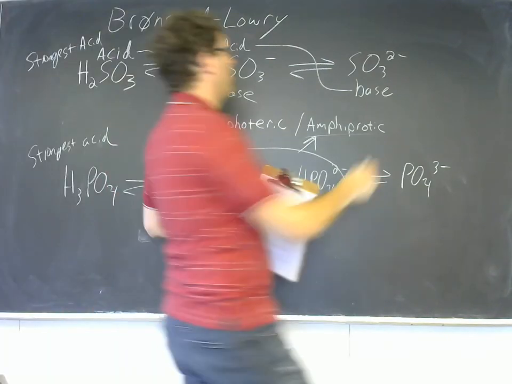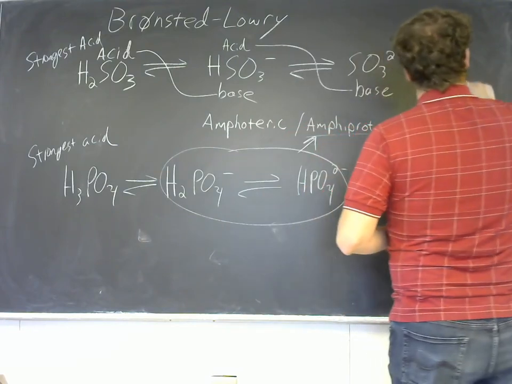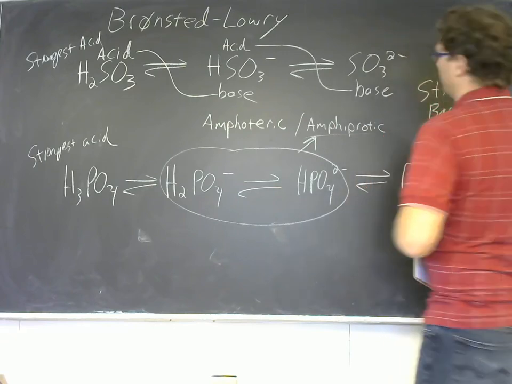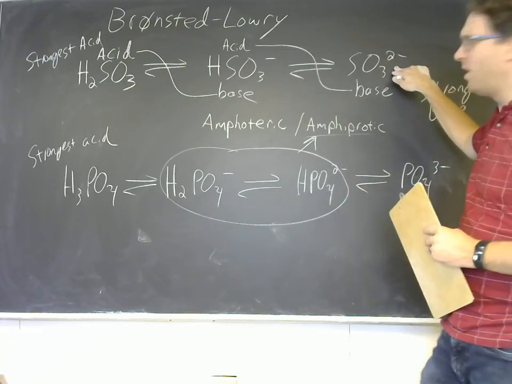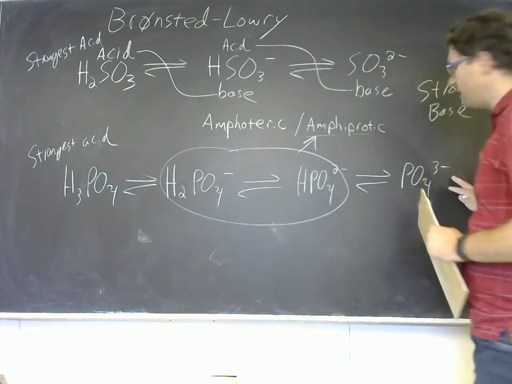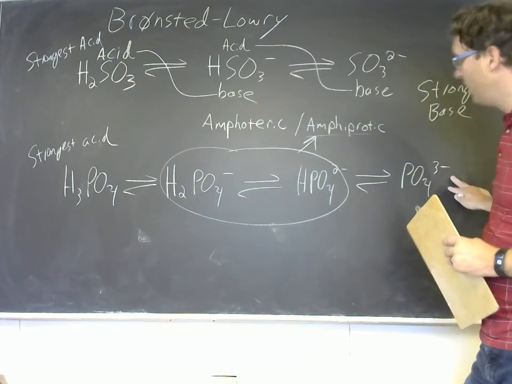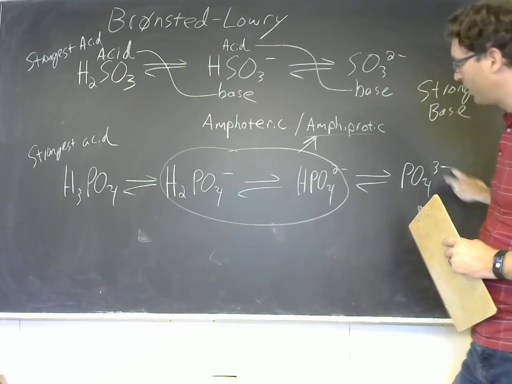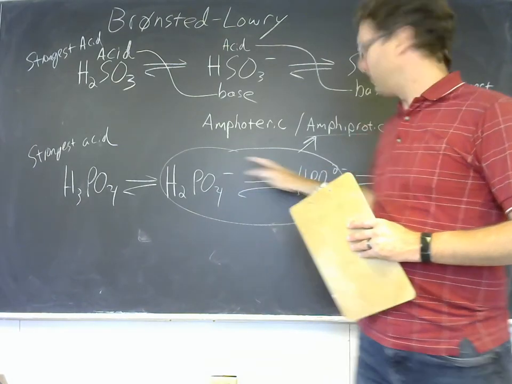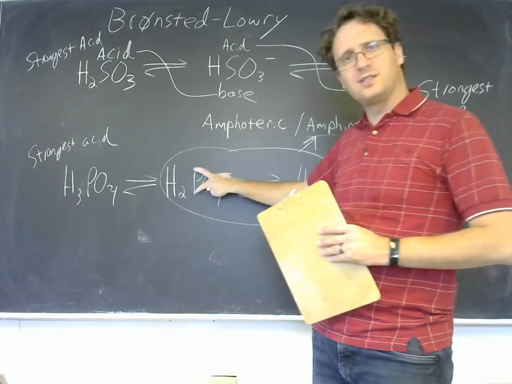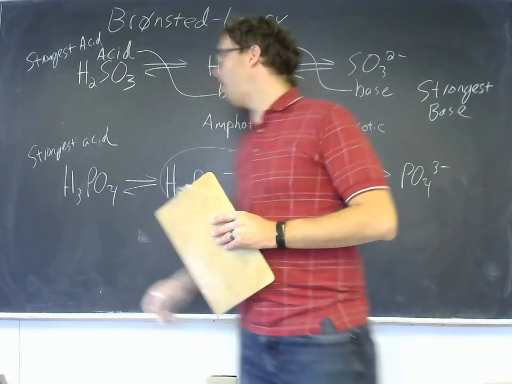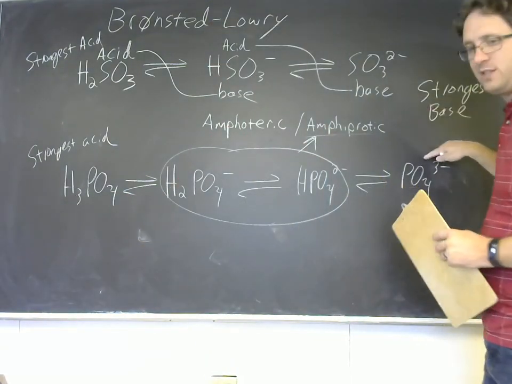And then over here we have the strongest base in the series. So sulfite ion is a stronger base than hydrogen sulfite. Phosphate ion is the strongest base. Phosphate ion is a stronger base than hydrogen phosphate or dihydrogen phosphate. And this is the middle base, and this is the weakest base in the series. H3PO4 is not a base at all, just like sulfite and phosphate are not acids at all.